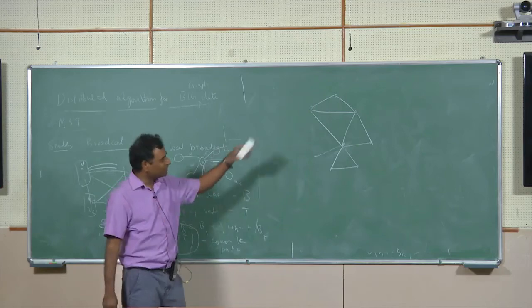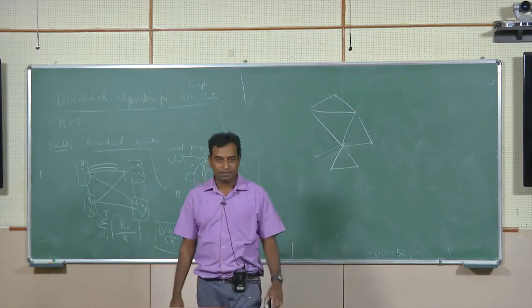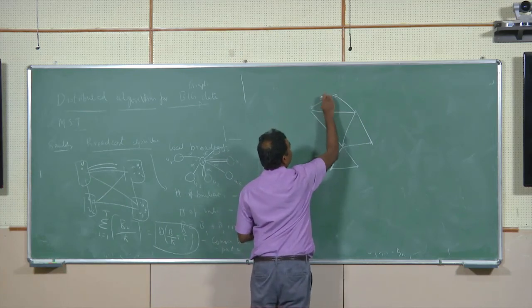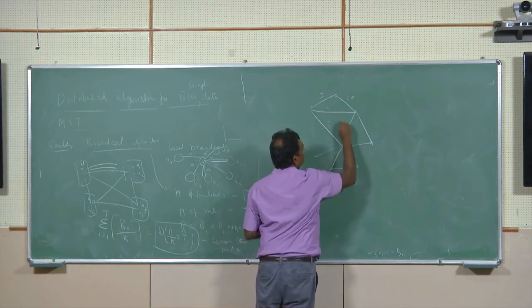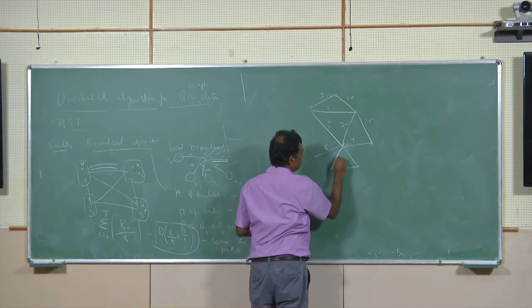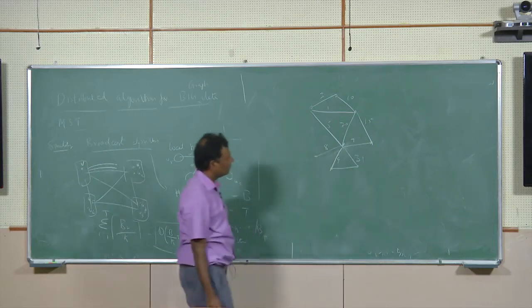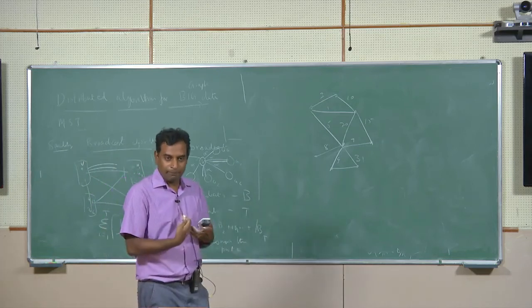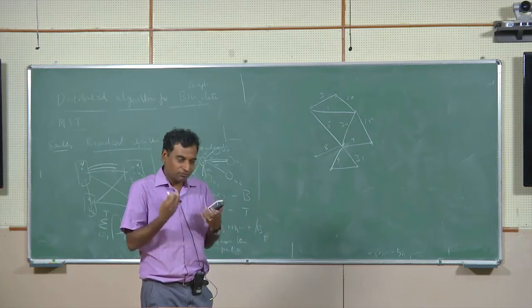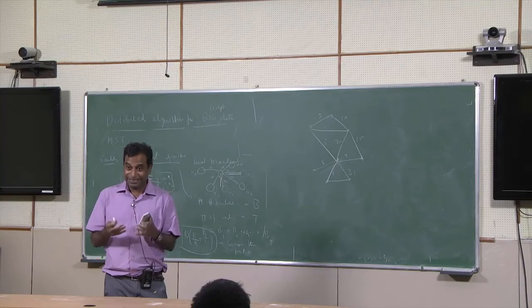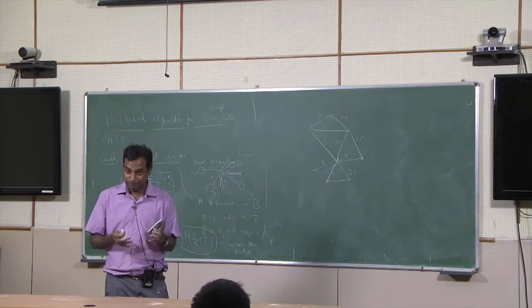I am going to find the MST. There are some weights, I did not put the weights, but there are weights. Let me put the weights, I think it is important. Okay, there are some weights. I am going to simulate the GHS algorithm, but what I am going to do is use the GHS algorithm as a broadcast algorithm. I am going to first pretend that the GHS algorithm is actually happening on a clique.